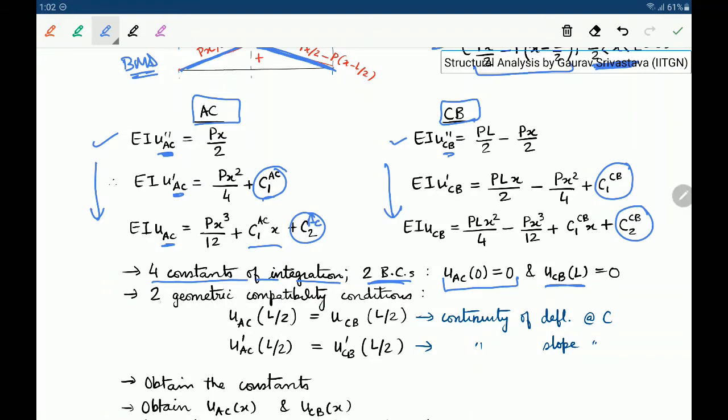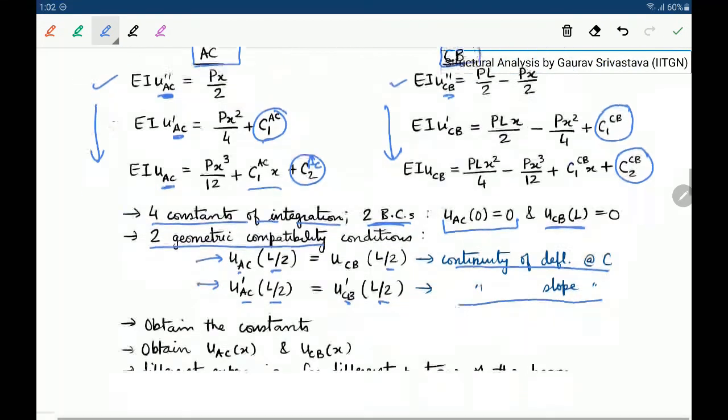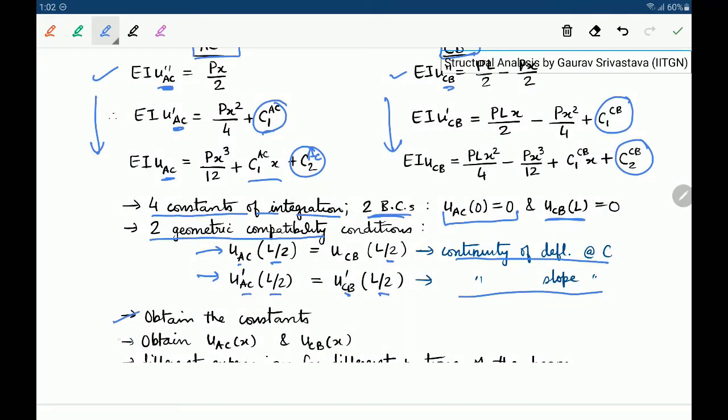But now we will need 2 additional conditions which will come from geometric compatibility. So what we are saying is that the deflection should be continuous at C, which is the midpoint, and the slope also should be continuous at C. So we are saying that u_AC of L by 2 should be equal to u_CB of L by 2, and u dash AC of L by 2 should be equal to u dash CB of L by 2. So this will give us the 4 equations. We may obtain the constants, and then we can write u_AC and u_CB.